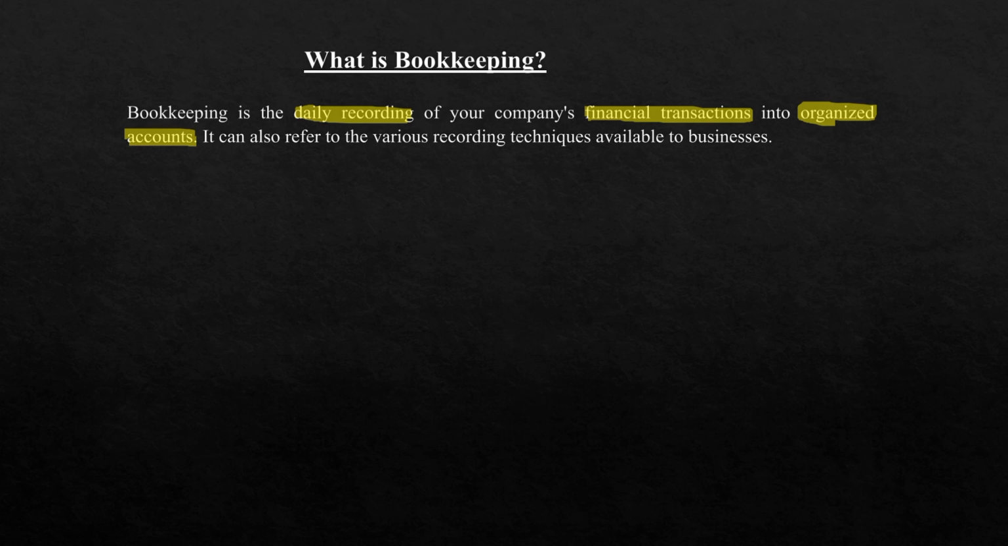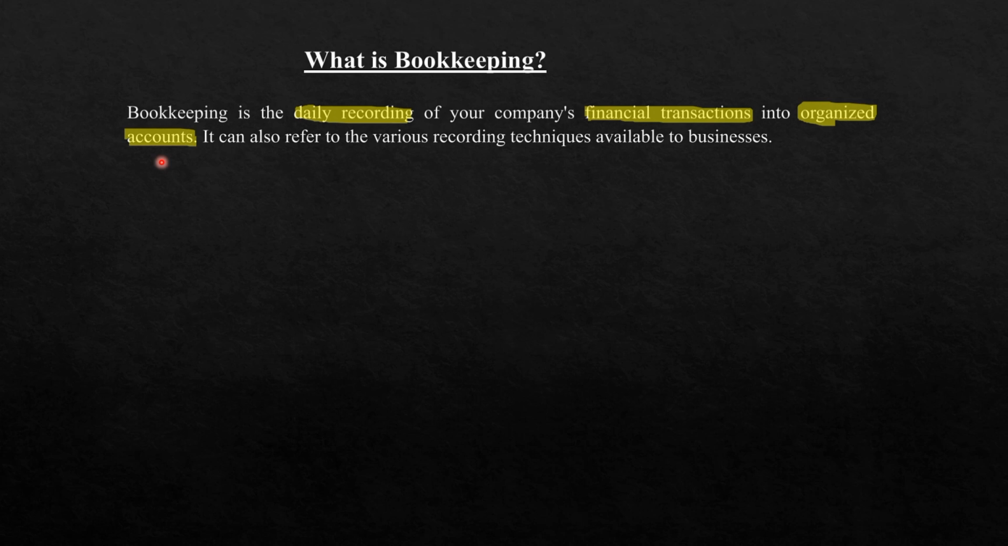Okay, so bookkeeping is nothing other than a recording. As I said earlier on, it's just the recording, but recording what? Business financial transactions. You are recording financial transactions. So that is all about bookkeeping. You are doing daily recording of financial transactions into organized accounts. Okay, so that's all about bookkeeping.